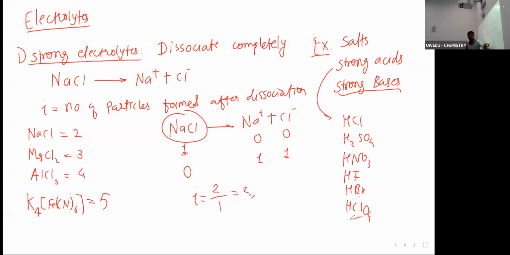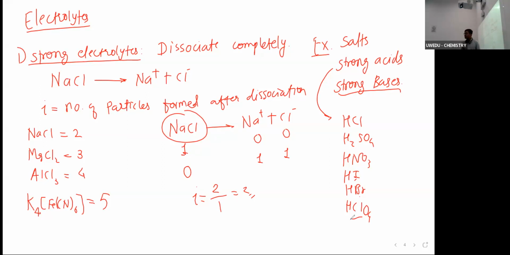I'll tell the names. Hydrochloric acid, sulfuric acid, nitric acid. Then this is hydrogen iodide. We don't say iodic acid because iodic acid is HIO3. And this is hydrogen bromide, and this is perchloric acid. So there are 6 strong acids.